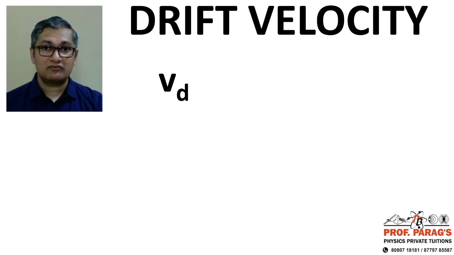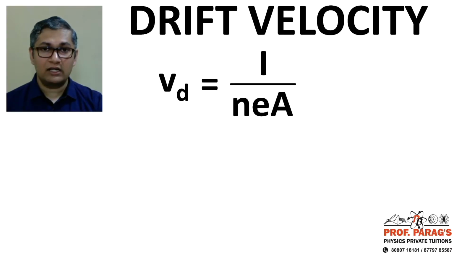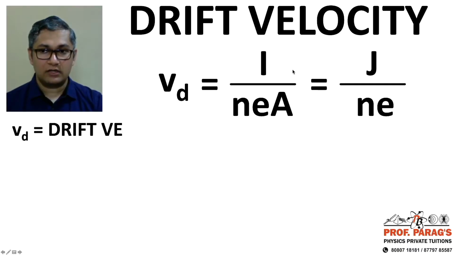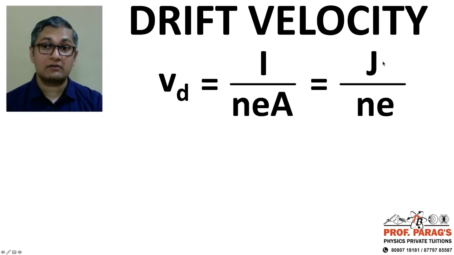We will say Vd, small v suffix d, where d stands for drift. So what's the formula? It's equal to I, which is the current, upon neA: small n, small e, capital A. These are the symbols. We are just noting down the formula. Also equal to J upon ne. So clearly you can understand now this I by A, the n and e remain in the denominator, but this I and A has become a J.